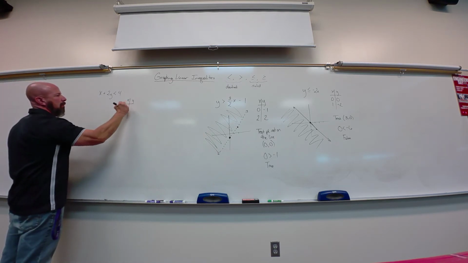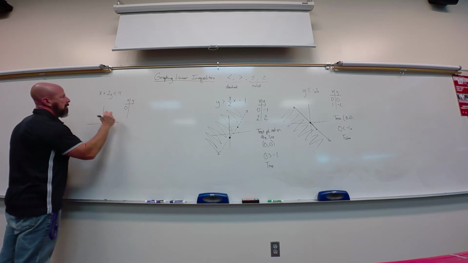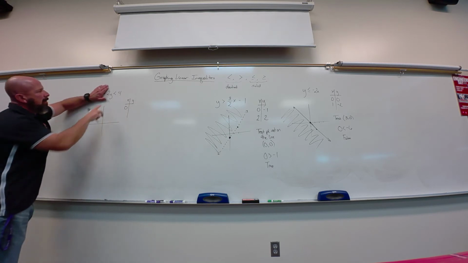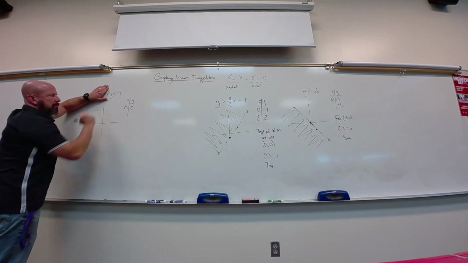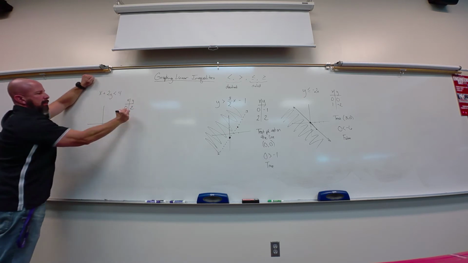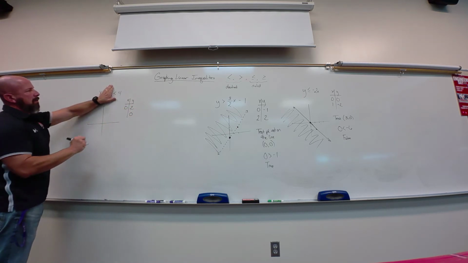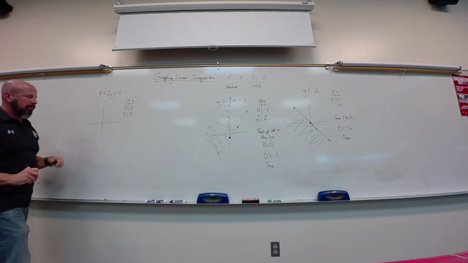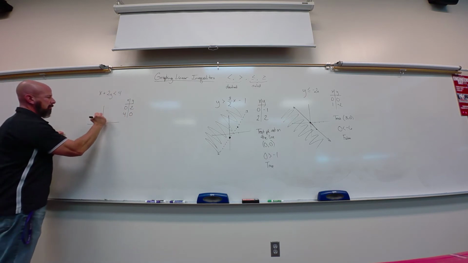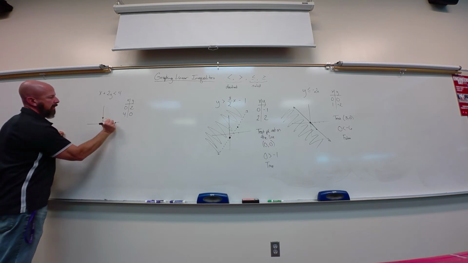If I put a 0 in for x, that takes this guy out. 2y is 4. That means y is 2. If I put a 0 in for y, x is 4. There's my 2 points: 0, 2 and 4, 0, and a dashed or dotted line.